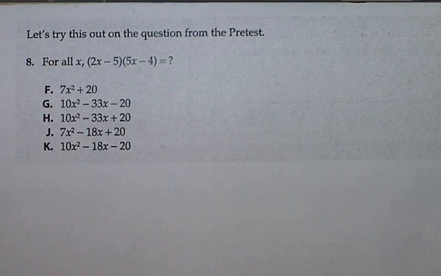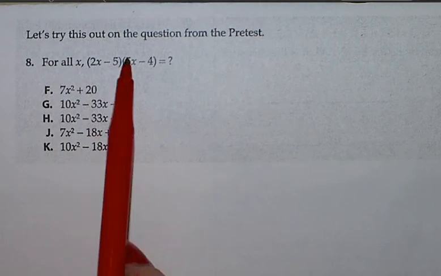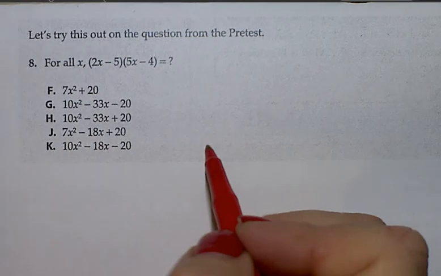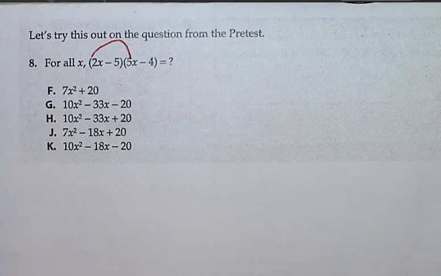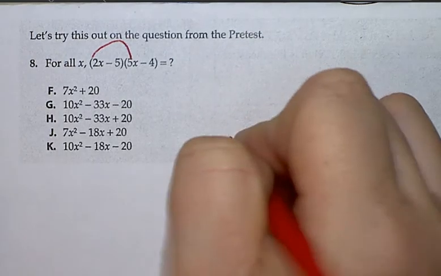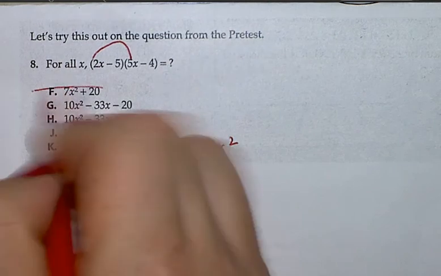ACT Skill 8. For all x's, which one is equivalent to this? So I don't want to have to do this entire problem. I'm going to start by doing the F for front. So 2x times 5x is 10x squared. Anything that does not begin with a 10x squared gets canceled out.